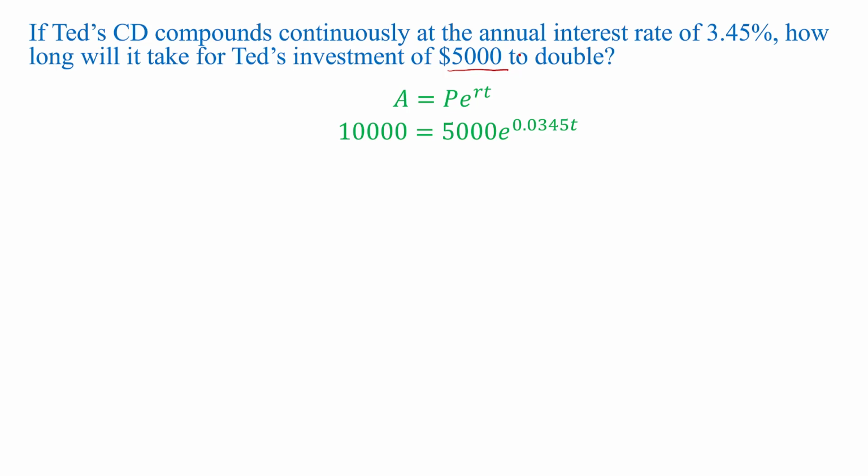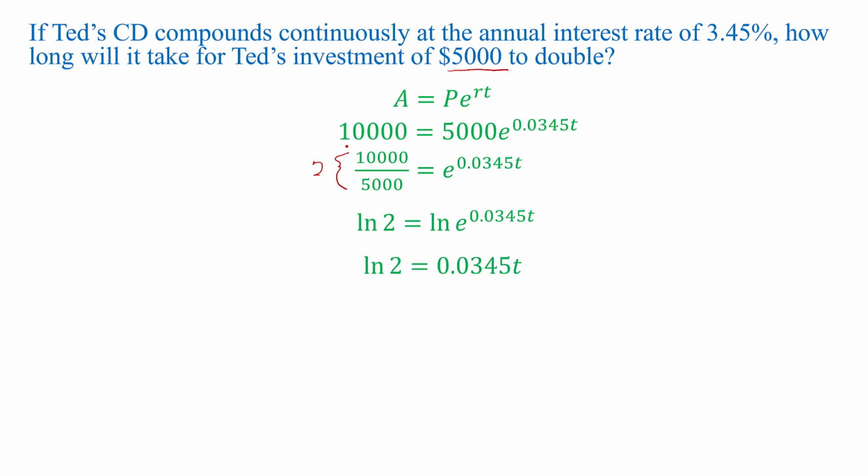So we'll do this a little bit differently, but this should be good practice for what we have coming up shortly. First of all, I'll divide both sides of my equation by 5,000, and I will note that 10,000 divided by 5,000 is equal to 2. From here, I want to pull that exponent of 0.0345t down so I can solve for t. So the next step here is to take the natural log of each side. We have natural log of 2 equals the natural log of e raised to the power of 0.0345t.